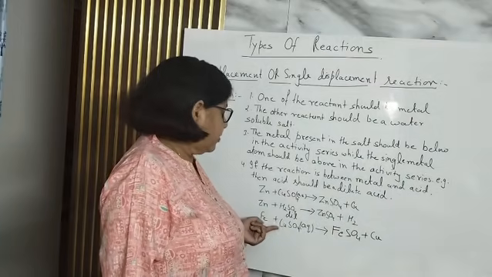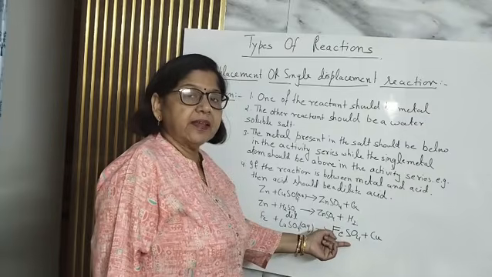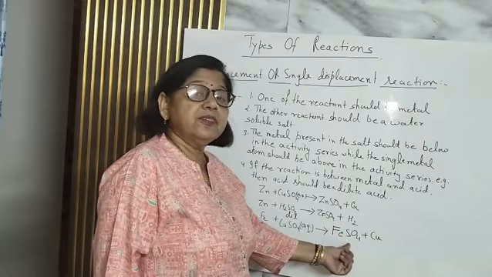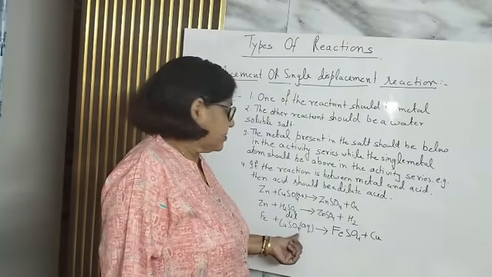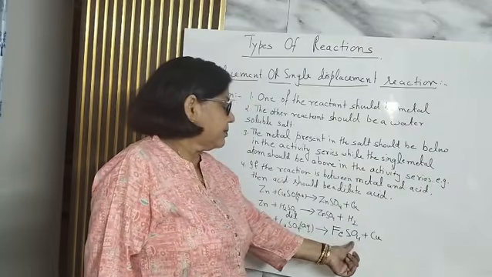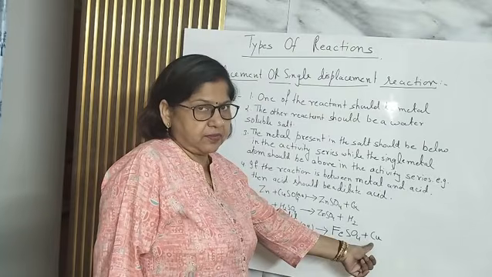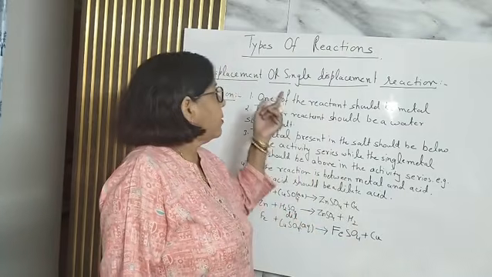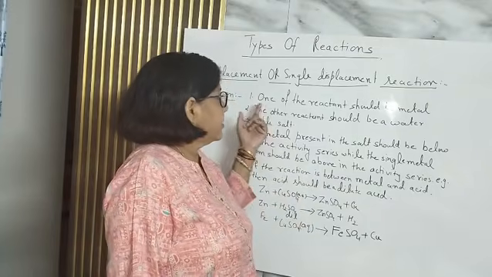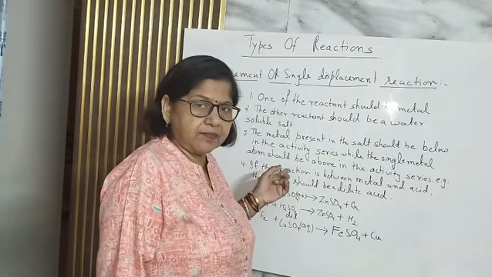And the third reaction is very interesting. The blue color of the copper sulfate changes into the green color of ferrous sulfate solution, right, because FeSO4 is green in color and copper sulfate is blue in color. And the same thing happens at the bottom of the test tube, a reddish brown solid is observed. So this is about the displacement or single displacement reaction. Children, you should know the rules very well. Then only you will be able to do it.